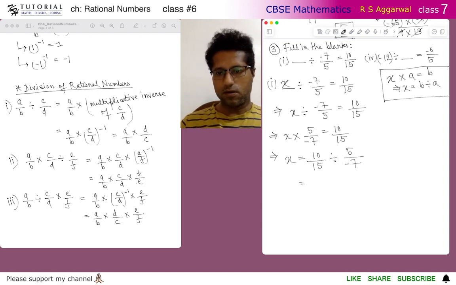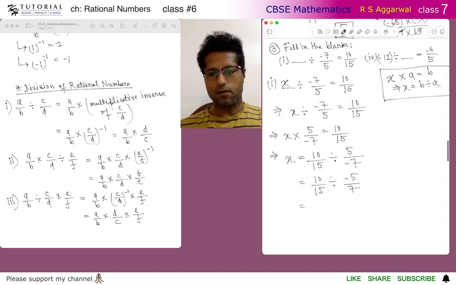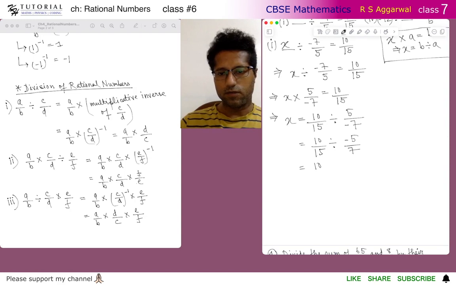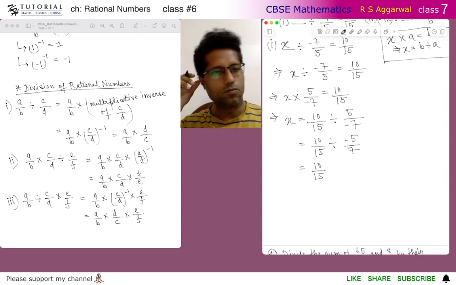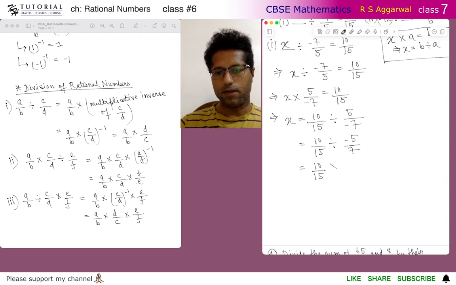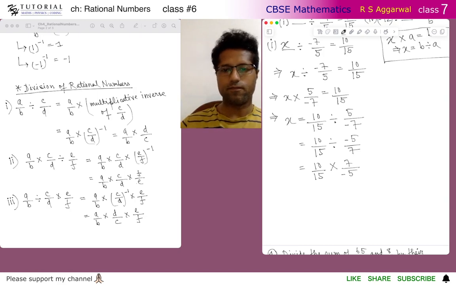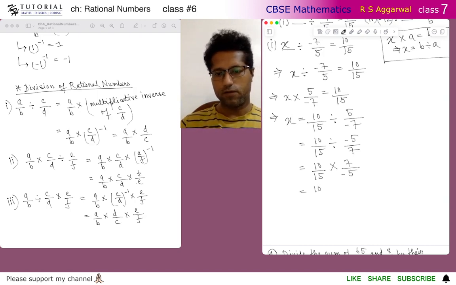So now we first convert the second rational number so that it has a positive denominator. This becomes minus 5 by 7, and this is a division of rational numbers. So as per the formula, this will be multiplied by the multiplicative inverse of minus 5 by 7, that is 7 by minus 5. Now again we have to convert the rational number 7 by minus 5 so that it has a positive denominator. This becomes minus 7 by 5.